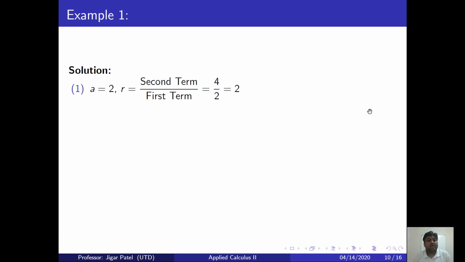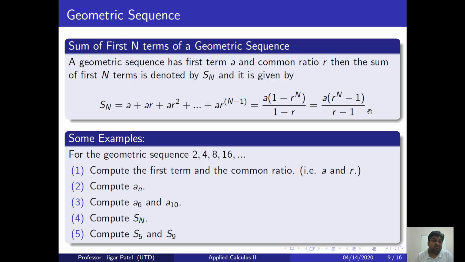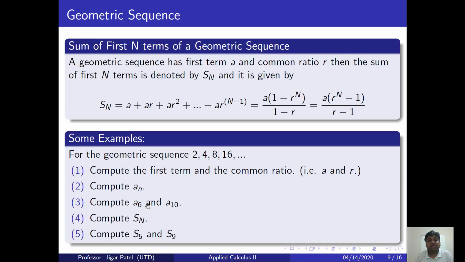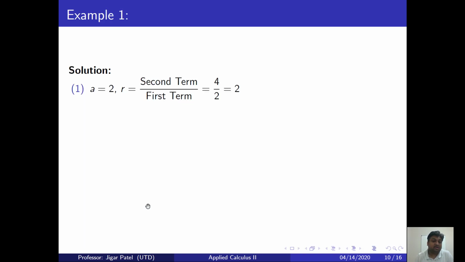Okay, so I know the first and second term. First term is 2, second term is 4, so a is 2, trivial. To compute r, I am going to take the ratio of two consecutive terms. Second term divided by first term, I get 2. If I would have done third term divided by second term, I would have gotten the same result. Fourth term divided by third term, still 2. So common ratio is 2 here.